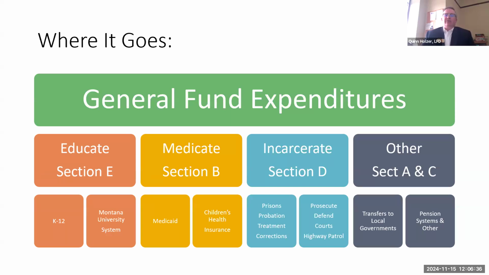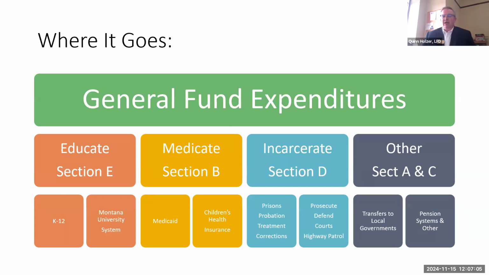So where do we go with the general fund? We kind of joke sometimes that the primary things with general fund is that we use it to educate, medicate, and incarcerate. We break down House Bill 2 into sections. And so sections A through E, you can see that section E deals with education, section B deals with health and human services, and section D with public safety. And so that's kind of the primary areas you would see those three large areas of general fund expenditure.